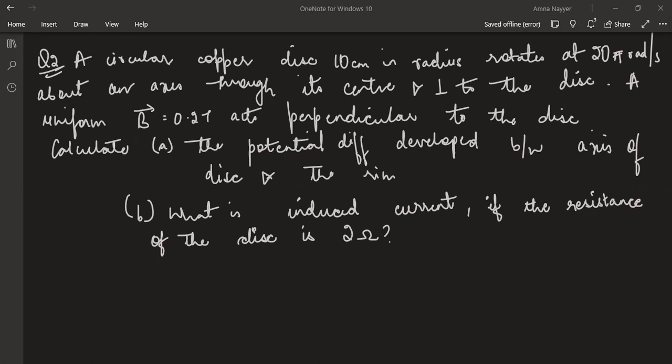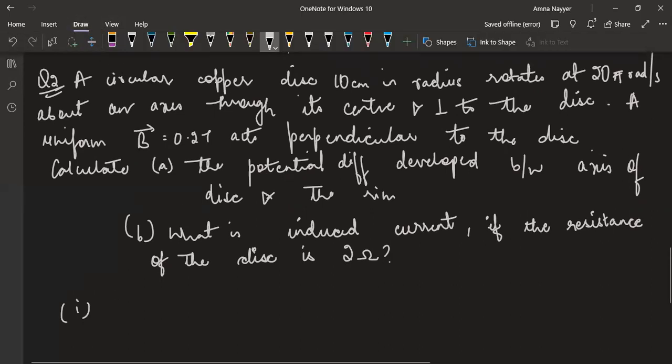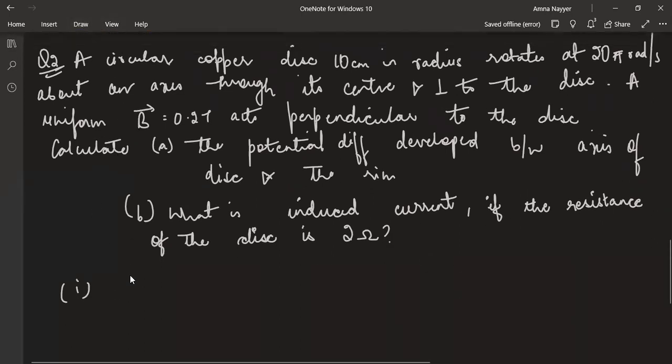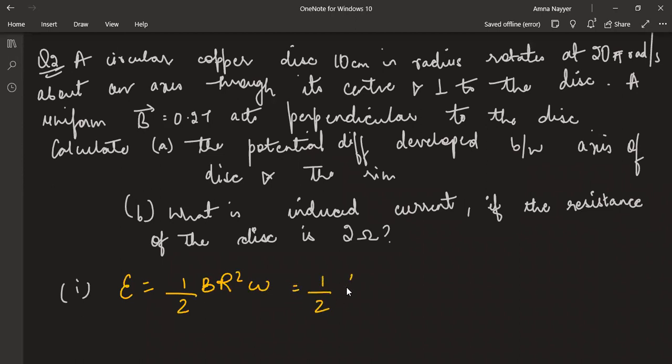This is related to your motional EMF. So E is equal to BLV is the formula for motional EMF. But see, class, if you have a rod, then the formula of EMF or potential difference becomes half B R square omega. So directly use this formula, straight away put in the values and you'll get a proper answer.